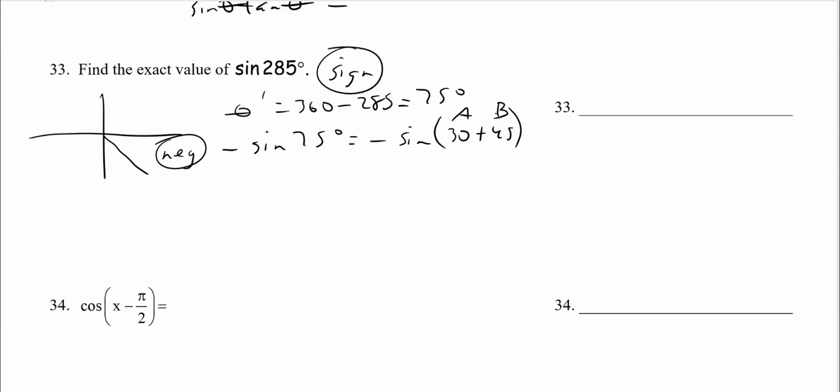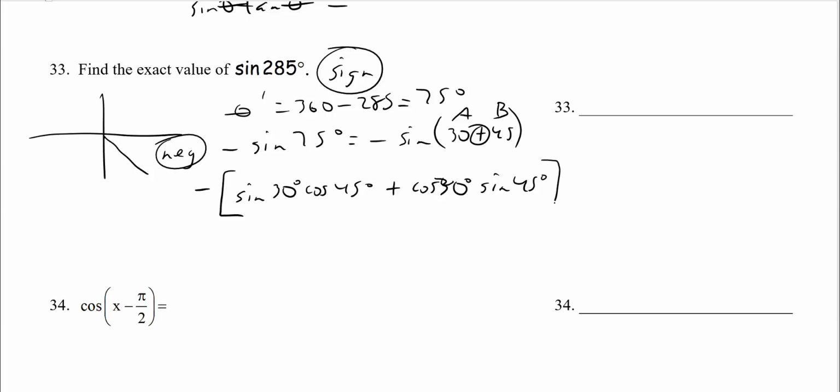Okay, so I'm going to put a negative here. I'm just going to put a little bracket around here. And remember, it's sine of A, so sine of 30, cosine of B, so cosine of 45. Same sign, so that's plus here. So it's plus cosine of 30, sine of 45. And you just got to simplify all that.